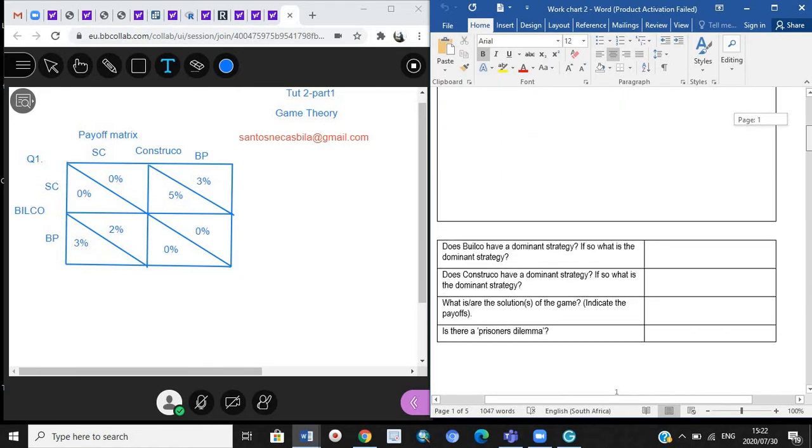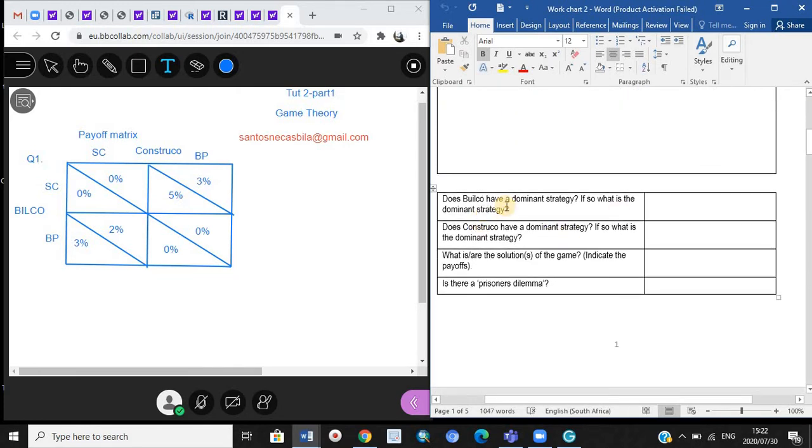So let's go forward. The question is, does Bilko have a dominant strategy? If so, what is their dominant strategy? The first question here is, what is a dominant strategy? A dominant strategy is any strategy that a certain player is going to pursue or choose regardless of the other player's choice. In other words, if, for example, you have two choices, okay?